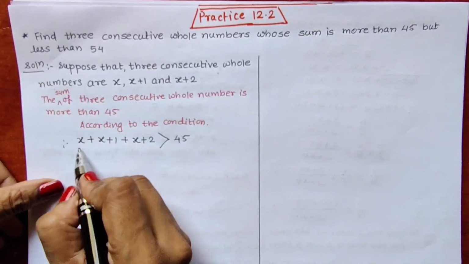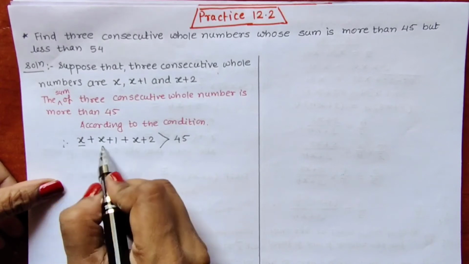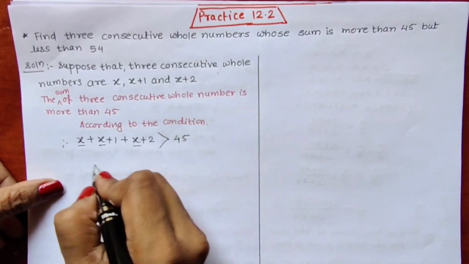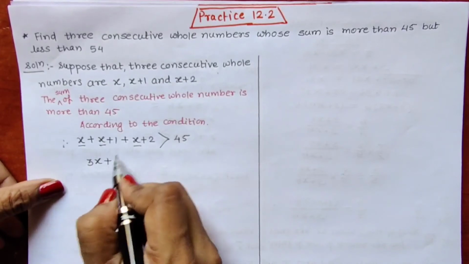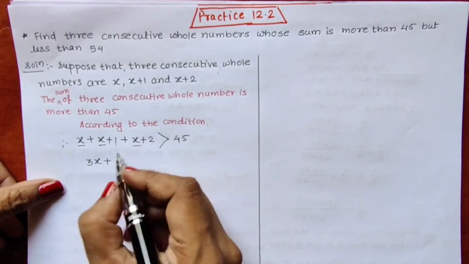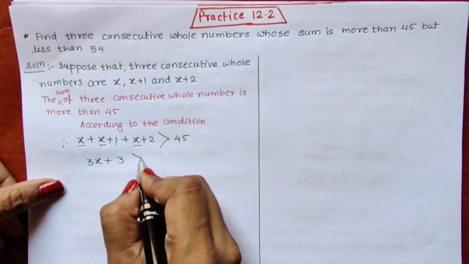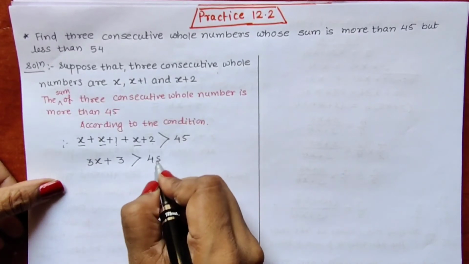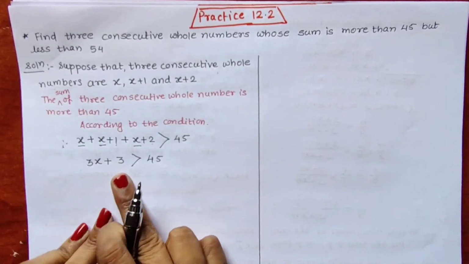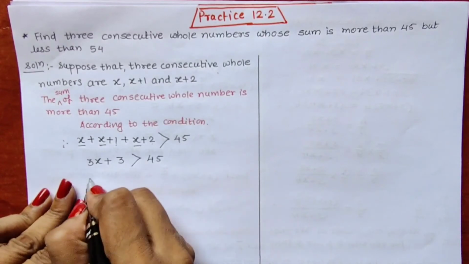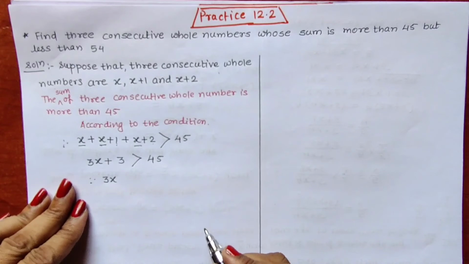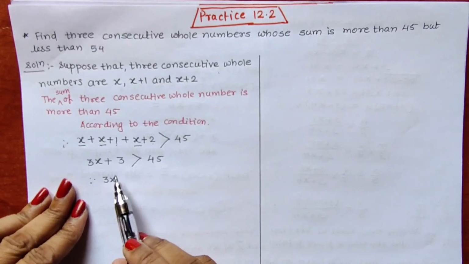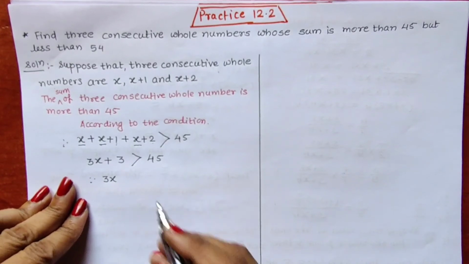Now we can solve the left hand side. x plus x plus x will be 3x. That means 1x plus 1x plus 1x is 3x, plus these two are constants. 1 plus 2 is 3. Again more than 45 we write as it is. Now this plus 3 we transfer from left to right. So 3x as it is we write. That means what? We are subtracting 3 from both the sides. So we have subtracted 3 from left hand side, plus 3 minus 3 getting cancelled.